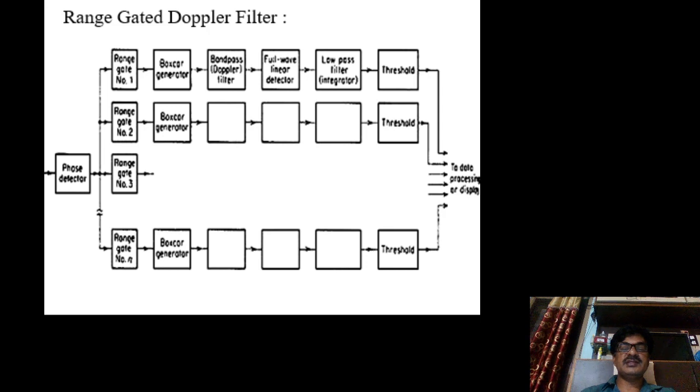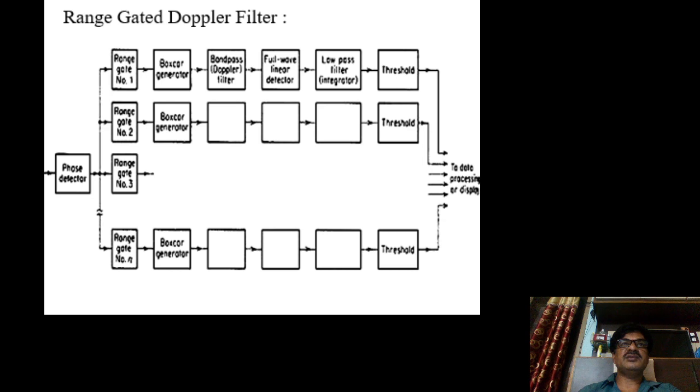So in previous classes, we have seen some of the topics about the MTI radar, how it identifies the moving targets from the fixed targets, that too from the clutter. With reference to that, we have seen single delay line canceller, double delay line canceller, triple delay line, n delay line canceller also we have seen, and some recursive filter structures also we observed. But all those filters are time domain ones.